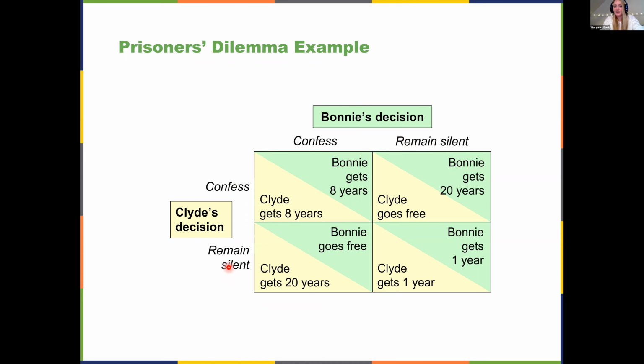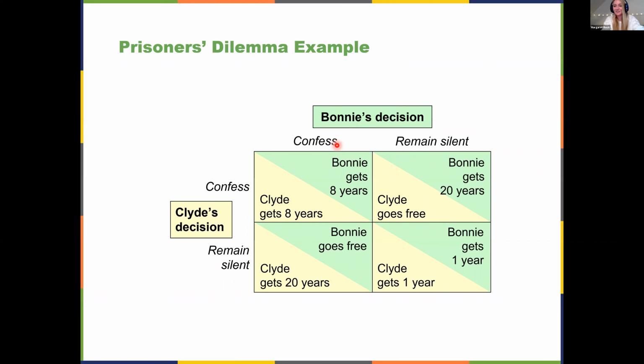But what if Clyde remains silent? What are two outcomes for Bonnie? Bonnie goes free or Bonnie gets 1 year? Which of these two is a better outcome for Bonnie? Bonnie goes free. So to get this outcome, if Clyde decides to remain silent, Bonnie should confess. So again, if Clyde confesses or Clyde remains silent, Bonnie is better off in both of those situations by also confessing.